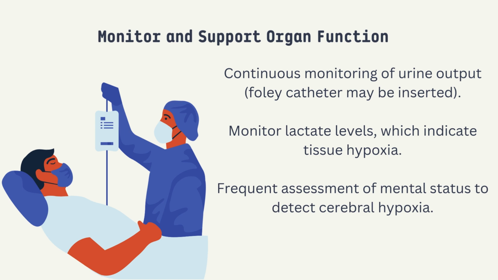You could also monitor the lactate levels that indicate tissue hypoxia, and in case of neurological function, you can assess your patient for any altered mental status. All right, so these are the things that you can do for supporting the organ system.